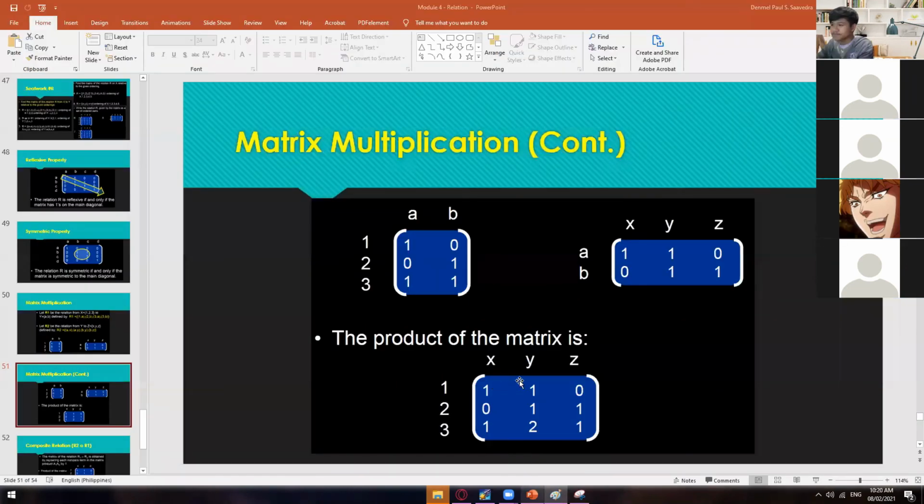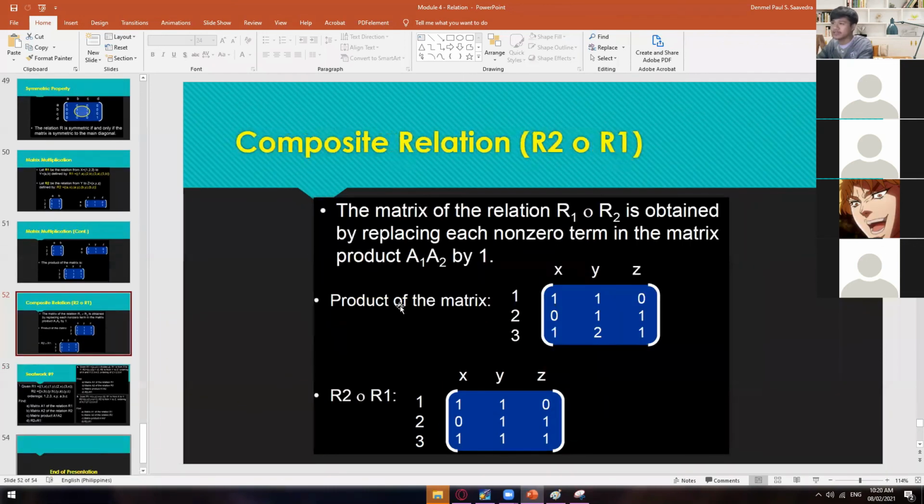All right. So let's say we have already computed everything and then come up with this result. So the next one here is the composite relation R2 o R1. Well, this one is super simple. Once you see a 1, or a non-zero term, no matter what the number or the value of that certain row and column, just change that into 1. As you can see right here, we have 2 here, but when it comes to R2 o R1 or composite relation, that 2 will become 1.